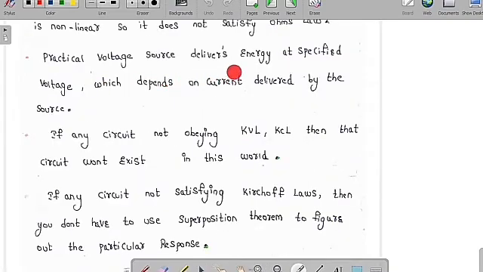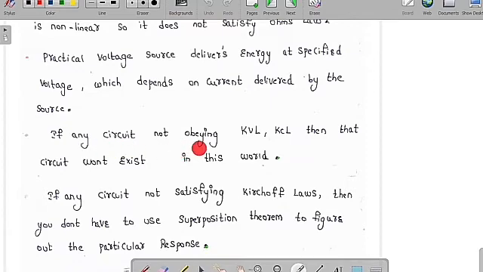A practical voltage source delivers energy at a specified voltage which depends on the current delivered by the source. For a practical voltage source, there will be a small amount of internal resistance, which is absent for the ideal voltage source. Because of that, whenever the current changes, the load voltage also changes. Whenever the current increases, the load voltage decreases.